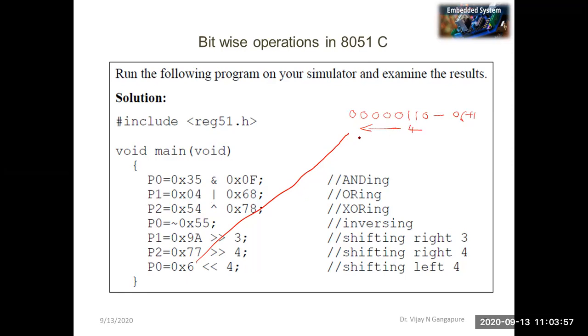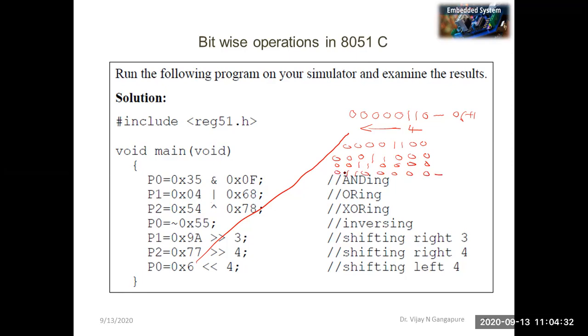So first time it shifts, what will happen? I will write from here. 0 0 0 0 1 1 0 0 first time. Next time 0 0 0 1 1 0 0 0. Third time 0 0 1 1 0 0 0 0. Fourth time 0 1 1 0 0 0 0 0.